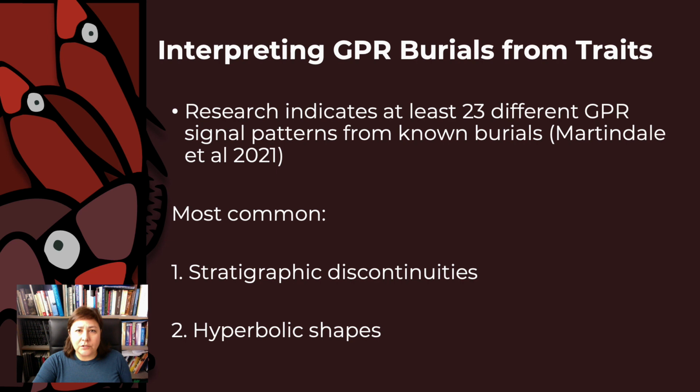However, these challenges are not insurmountable, and guidance will improve with both the application and interpretation of GPR surveys and ongoing methods evaluations, both as field tests and simulations. At this stage, we have determined the two most common traits evidenced in radargrams are stratigraphic discontinuities and hyperbolic shapes.